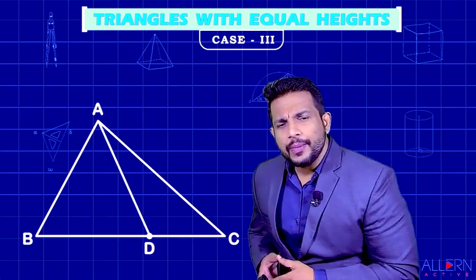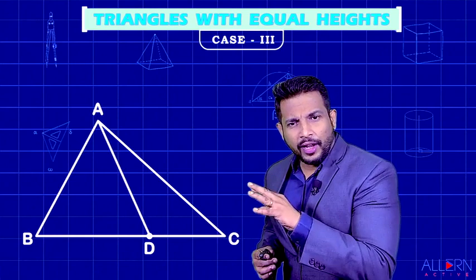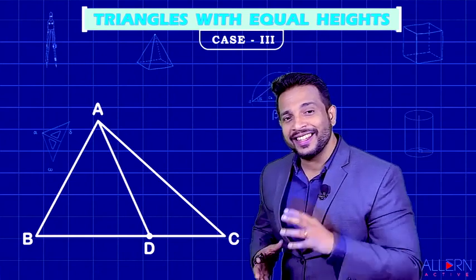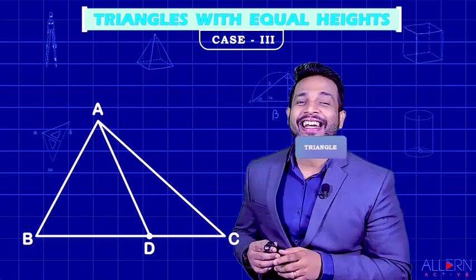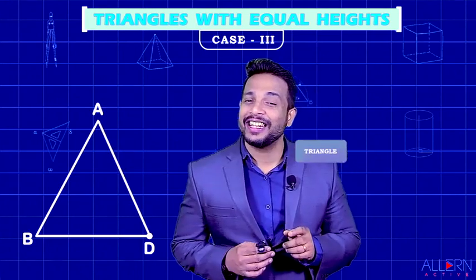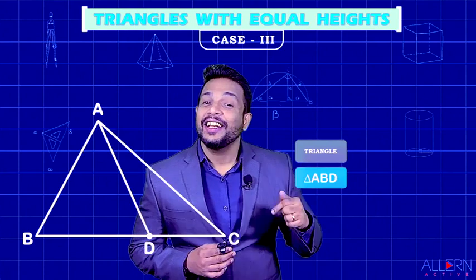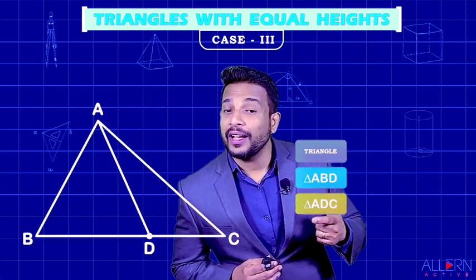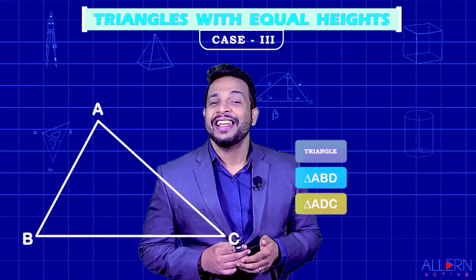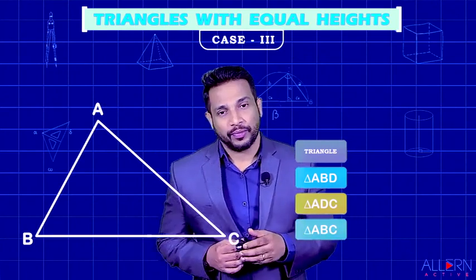I'm joining A and D. Tell me right now in the figure, how many triangles can you see? 2? No, 3. Yes, there are 3 triangles, right? Which are those triangles? Let's see. One is triangle ABD. The other one is triangle ADC. And the third one is a bigger triangle, that is triangle ABC. So there are 3 triangles which you observe.